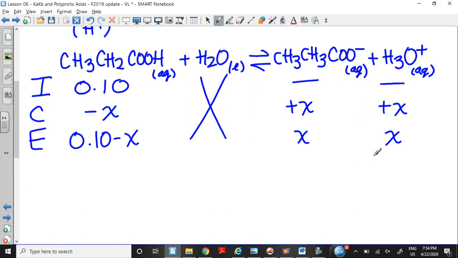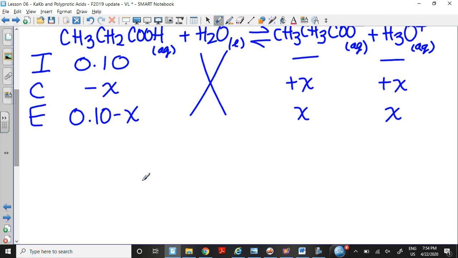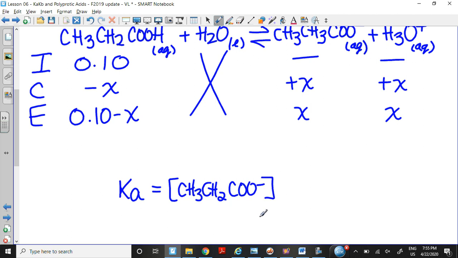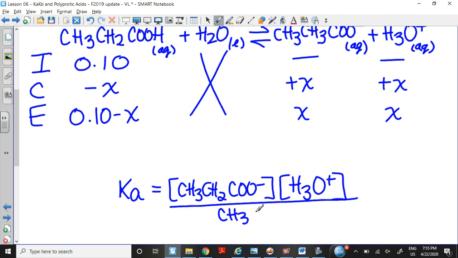Okay, so remember the question said we want to find the Ka value. So for the Ka value, that means we need to set up an equilibrium expression. So our negative ion, our hydronium ion, and our acid molecule. Oops, one more hydrogen in there. There we go. But we don't have these concentrations yet at equilibrium. We only have x's.